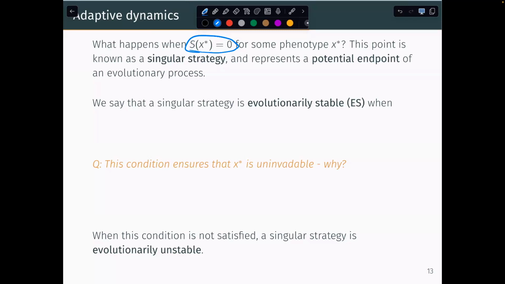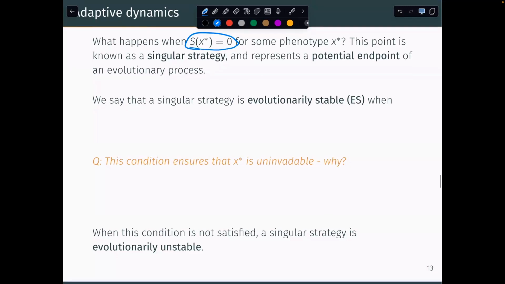At that point, selection is not pulling me in either direction. So this perhaps represents some kind of stable state. It might not always be stable, but it's some kind of interesting point. And we refer to this interesting point as a singular strategy. So this is the point at which our selection gradient vanishes, when it's equal to 0. And it represents this potential endpoint of an evolutionary process because we're no longer being pushed at that moment to increase our trait or decrease our trait.